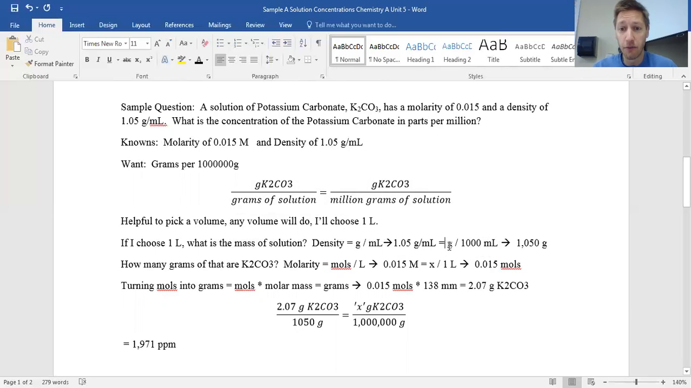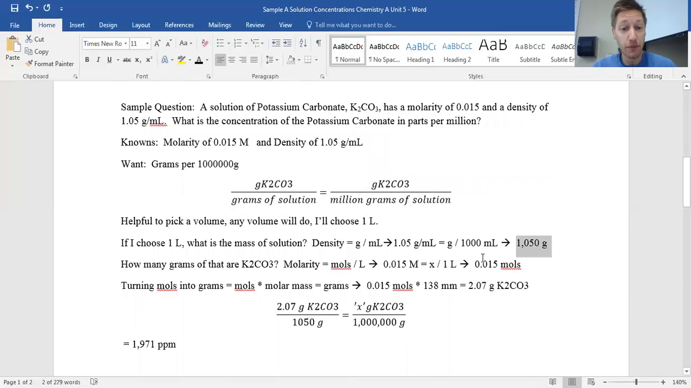And so we're going to be solving for the grams here. 1.05 grams per milliliter is my density. We're looking for grams. My volume is 1,000. That means our mass of the solution is 1,050. And we could have chosen any volume. I chose 1 liter arbitrarily.